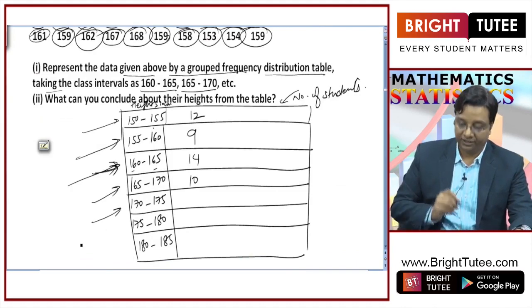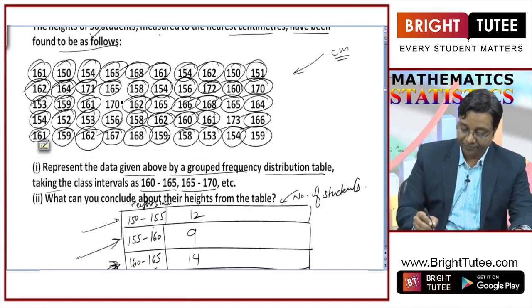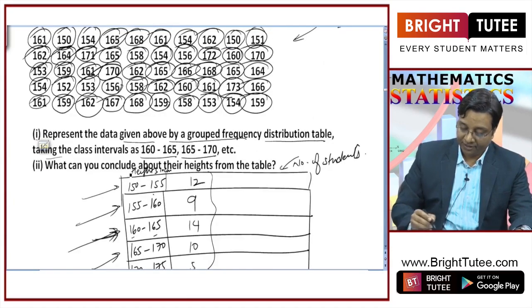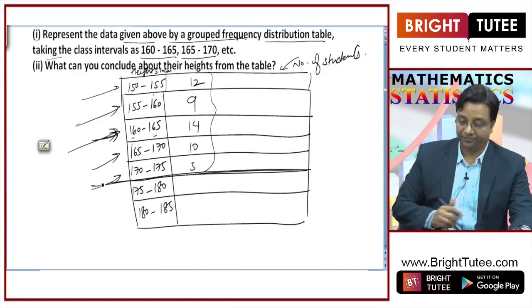Now 170 to 175. So 1, 2, 3, 4, 5. Is there anyone else? We can confirm it by adding these. So this will give us the sum. This should give us the sum 50. 12 plus 9 is 21, 25, 35. Yes. So these are the classes that are required for this table.